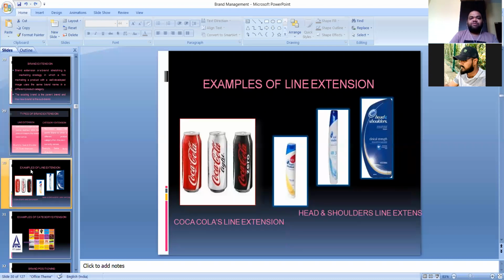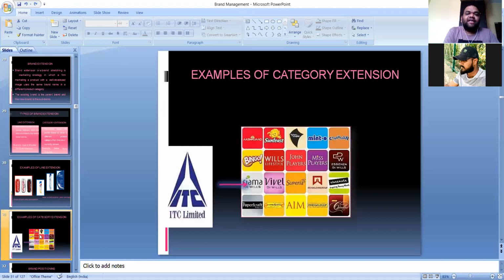These are the examples for the line extension: Coca-Cola line extension and Head and Shoulders line extension. In Coca-Cola, we have an energy drink, Coke Light, and zero calories, etc. Coming to Head and Shoulders, as I already said, some people focus on dry scalp, on hair fall, then hair growth, etc. So what are the category extension examples?